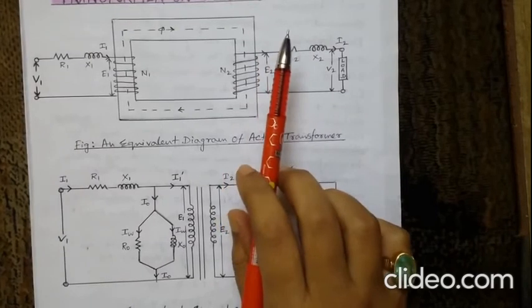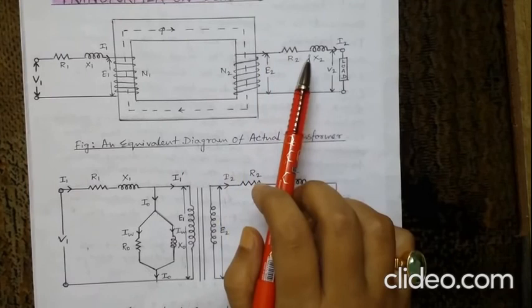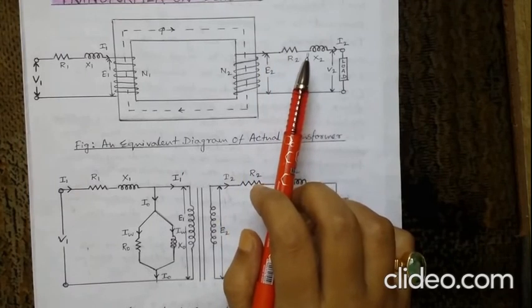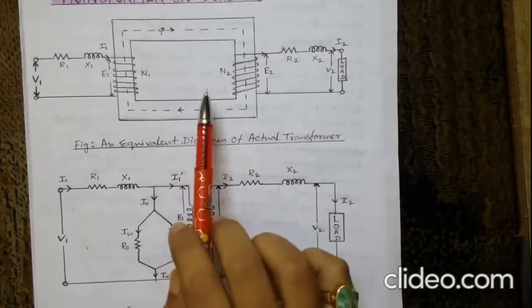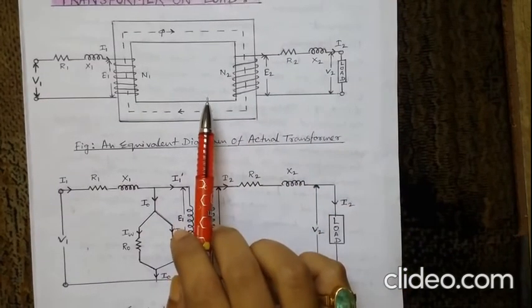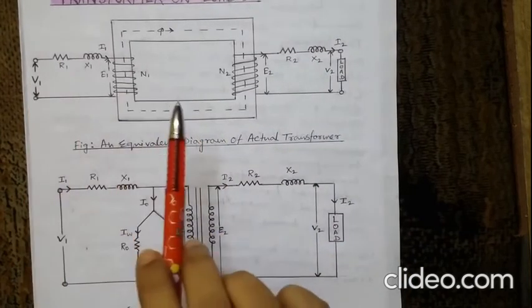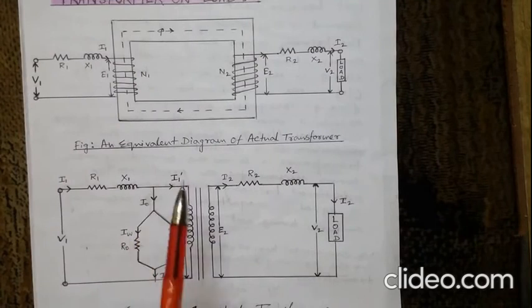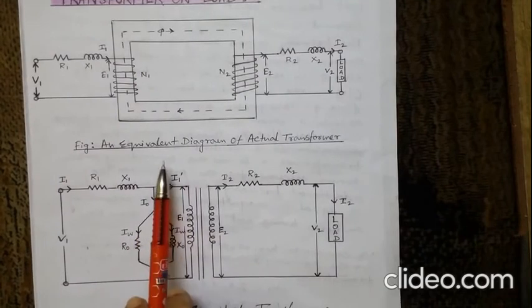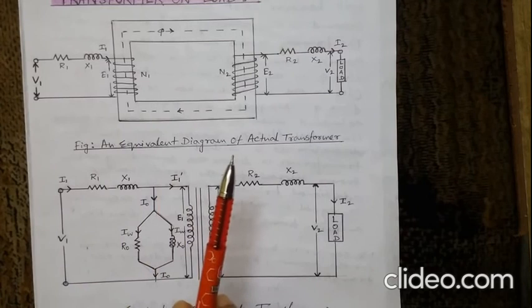When the transformer is loaded, load current I2 flows in the secondary winding. Secondary ampere turns, I2 into N2, set up flux phi2 in the core, which opposes the flux phi set up by the no load current. As a result, the flux linking with the primary is reduced. The difference between V1 and E1 results in additional current, say I1 dash, in the primary. So this additional ampere turns I1 dash N1 will produce flux phi1 in the opposite direction of phi2. Magnetic equilibrium will be achieved when phi1 equal to phi2.